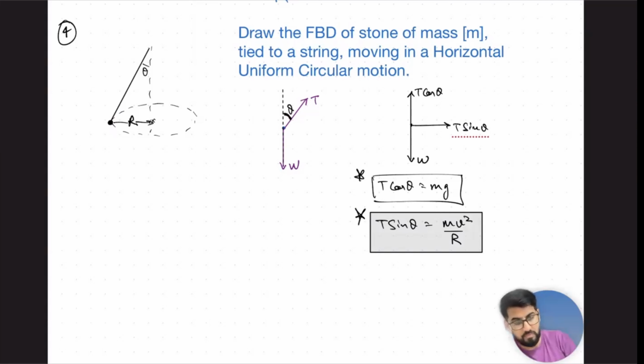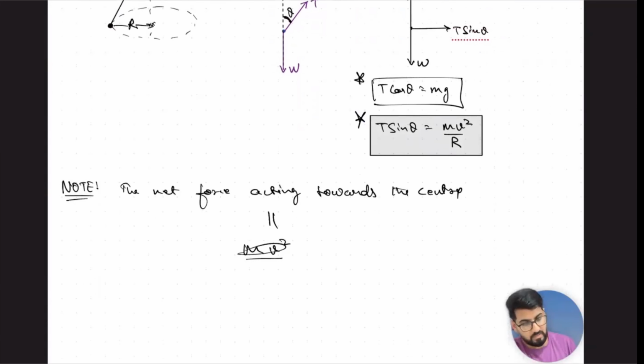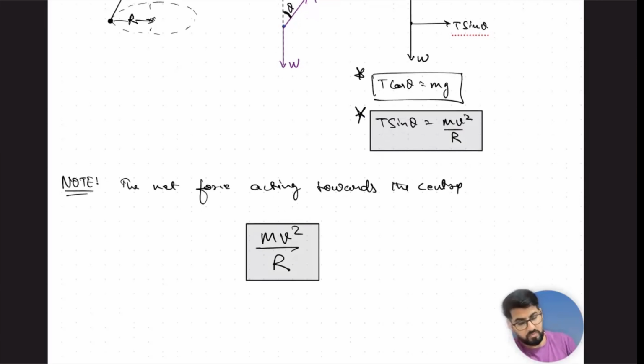The overall conclusion of this whole different cases which I have shared, the noted point is the net force acting towards the center, that you need to figure out, and that you have to equate with mv square by r. Simple. That will be equal to mv square by r. Whatever is the net force acting, just equate that towards the centripetal force, that is mv square by r.